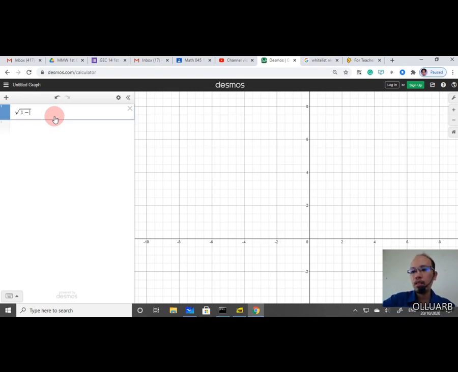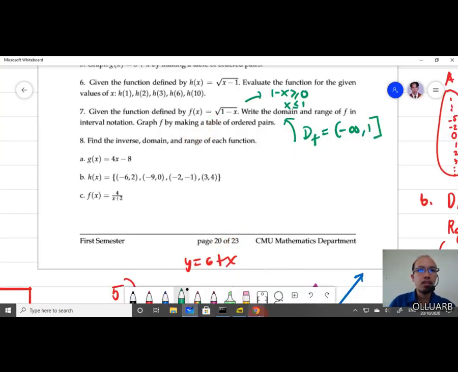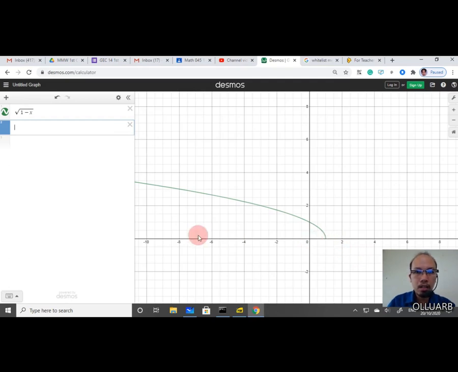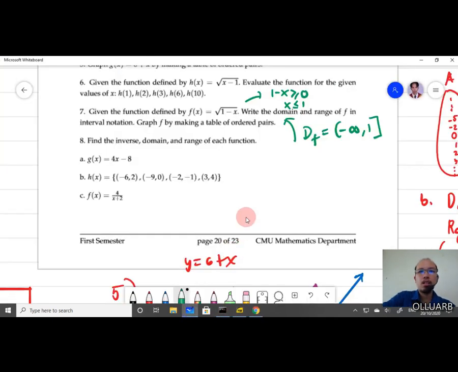Okay, so if you try to graph this equation in our Desmos calculator, we have square root of 1 minus x. So as you can see here, the domain clearly starts from negative infinity up to 1. So the range, clearly in the graph, starts from 0 up to positive infinity. So the range, based on the graph, is from 0 to positive infinity.